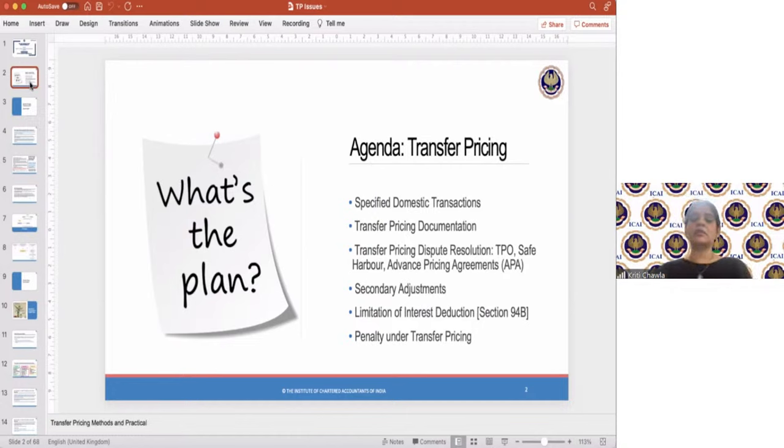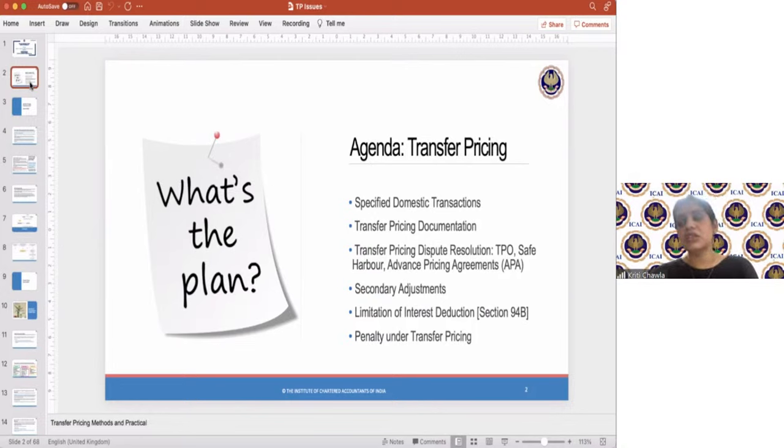Then I will be talking about transfer pricing documentation. You must have heard of something called Form 3CEB accountant's report. You must have heard of something called TP study. Then there's something called CBCR master file. We'll be discussing all these terms in transfer pricing documentation. Transfer pricing documentation is basically the compliances that we have under transfer pricing in India.